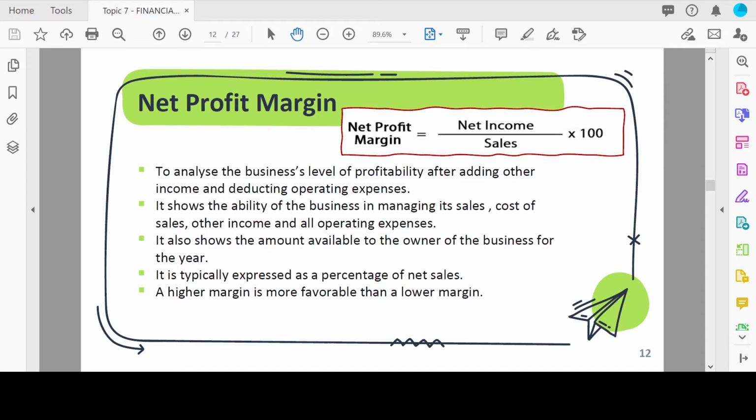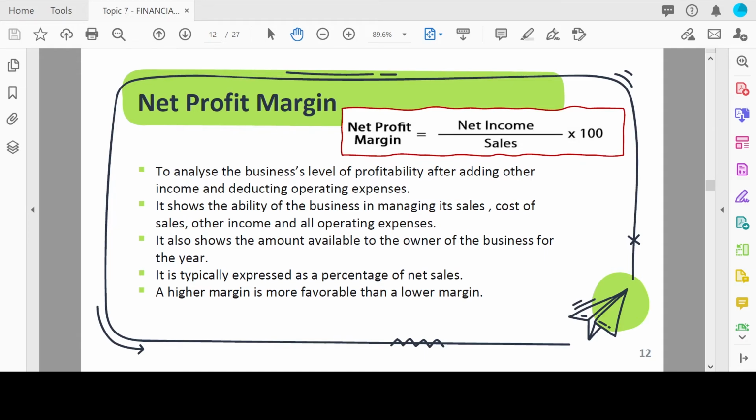So for every 1 ringgit of sales that we made, we want to know, do we have anything left for the owner. It shows the ability, other than analyzing the business level of profitability, it also shows the ability of the business in managing the sales, the cost of sales, other income, and all operating expenses. Whether or not at the end of the day we have any profit left. It also shows the amount available to the owner of the business for the year.